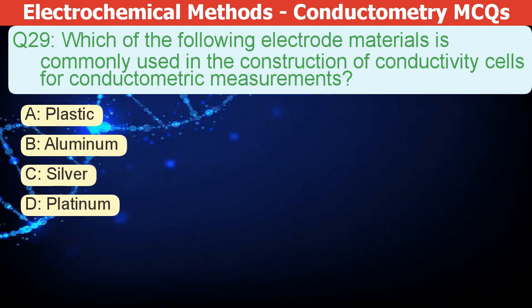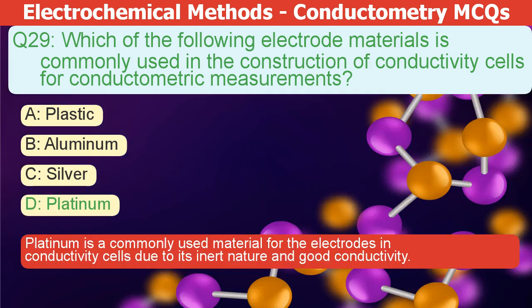Which of the following electrode materials is commonly used in the construction of conductivity cells for conductometric measurements? A. Plastic. B. Aluminum. C. Silver. D. Platinum. The correct answer is D. Platinum is a commonly used material for the electrodes in conductivity cells due to its inert nature and good conductivity.